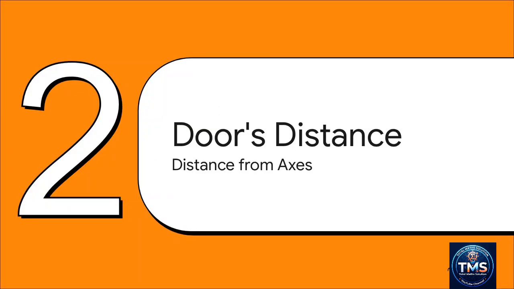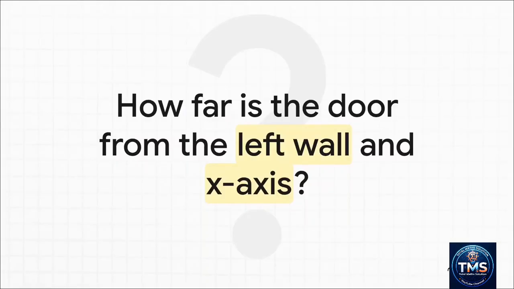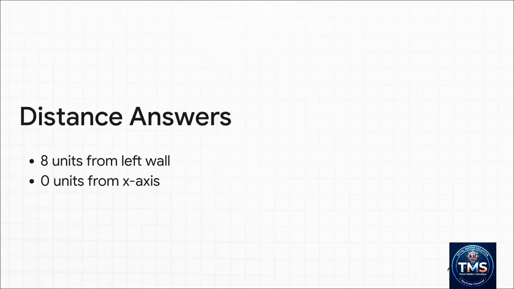Okay, moving on to part 1, the door's distance. Now that we've got the map straight in our heads, let's tackle the very first question of exercise 1.1. We're looking at the main door, marked from D1 to R1. The question is asking for its distance from 2 specific places, the left wall and the horizontal x-axis. The key is finding exactly where that door begins. If you trace over to point D1, you'll see it starts at the number 8 on the x-axis. Since the left wall is at 0, the distance from that left wall is just 8 units.